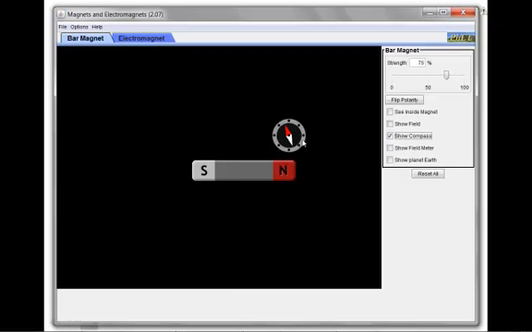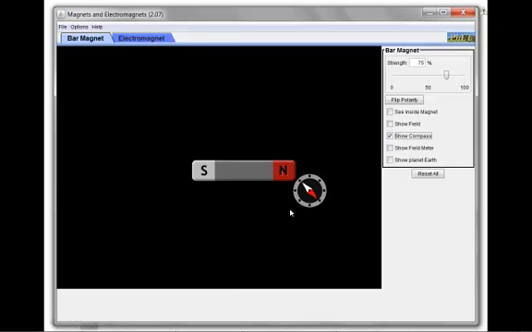And the reason why it points away from the north end of this magnet is because the compass is itself a tiny little magnet. So it has a red end and a white end just like this magnet does. Similar poles repel and dissimilar poles attract. So the south pole of the compass is attracted to the north pole of this magnet, and the north pole of the compass is repelled from the north end of the magnet, so the red end, which is the north end of the compass, is pointing away from the magnet.